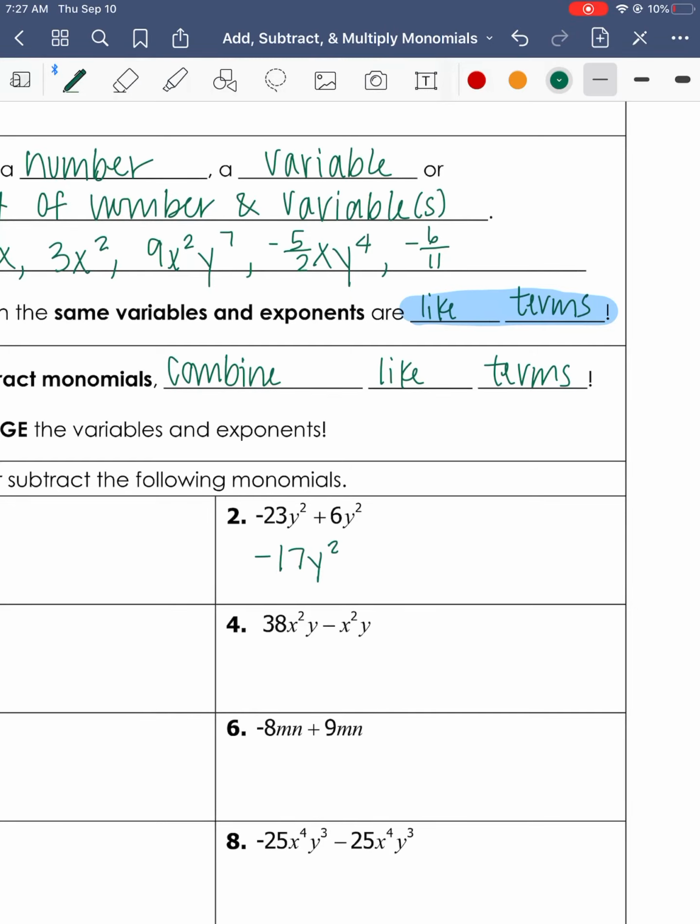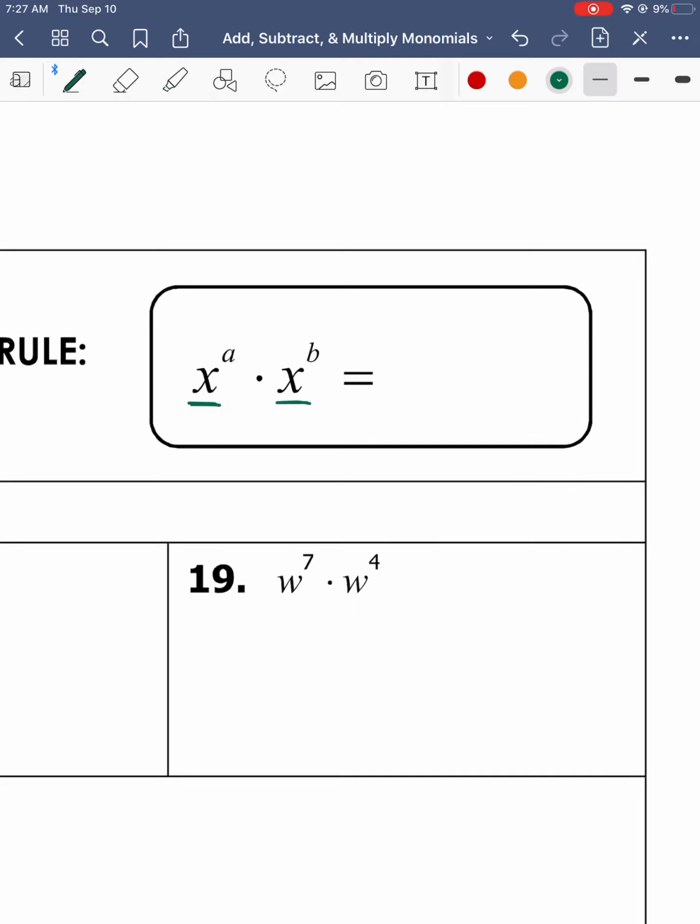Then on the second page of your notes is where we multiply monomials. We first need to look at the product rule of exponents. To multiply monomials, use the product rule. So here we have x to the a times x to the b. This a and b can represent any numbers.